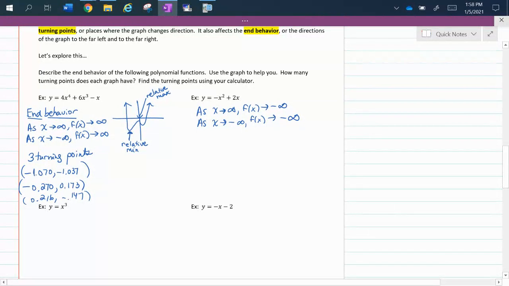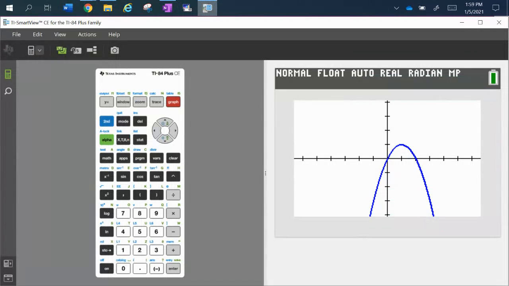Notice they look exactly the same as the ones before from the last example, except in the last example, both ends were going up forever. So we said f of x was approaching infinity both times. And then this time, both ends of the graph are going down forever. So we'll say f of x approaches negative infinity. And let's look back at the graph. I see one turning point, one place where the graph changes direction.